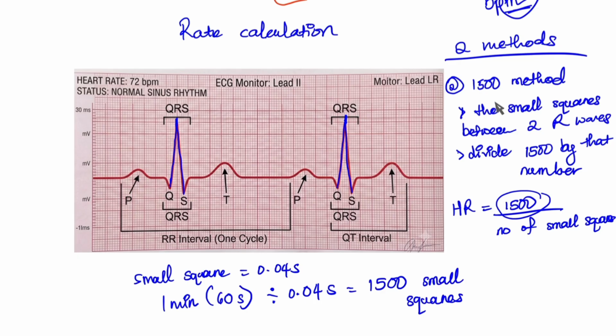So both methods are only accurate for regular rhythms. For irregular rhythms, you count the QRS complexes in a 6-second strip and multiply it by 10, which we will then do in our next video.